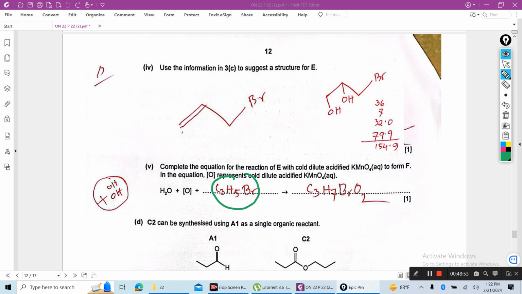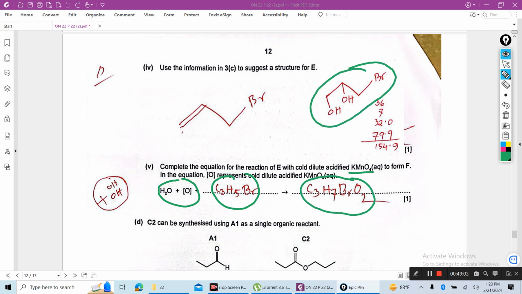Bromopropene reacts with cold KMnO4, potassium permanganate, to form bromopropane diol. One hydroxyl will be on this carbon, and the other hydroxyl will be on this carbon.